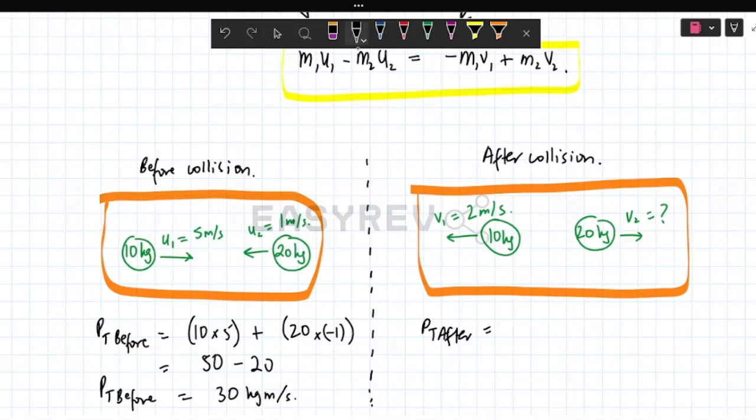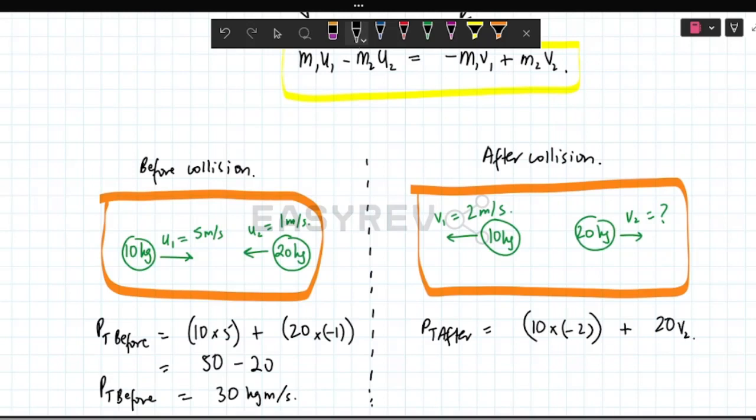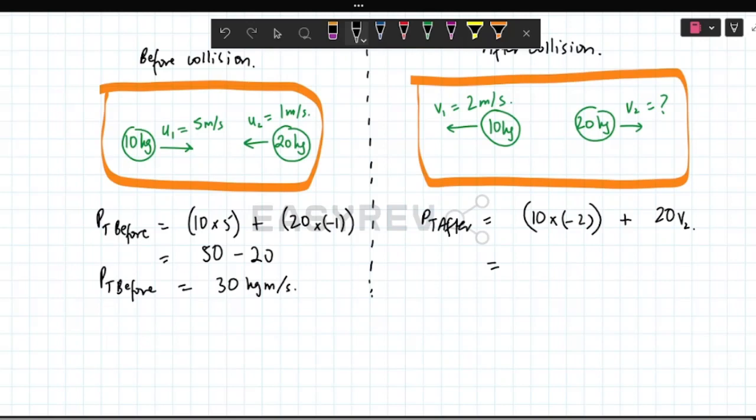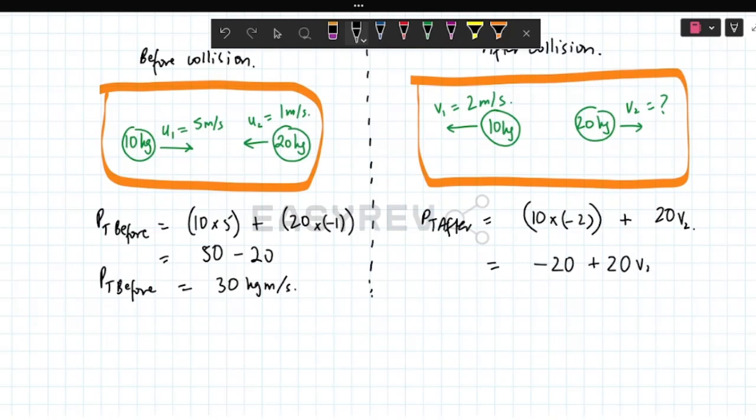Now here it would be 10 times minus 2 because it's in the opposite direction, then 10 kg mass. And then for the second 20 kg mass, you have its mass of course, but you don't know what its final velocity is. So we can leave it as an unknown v2. We can simplify things and we get minus 20 plus 20 times v2. And now it's just a matter of equating the two.